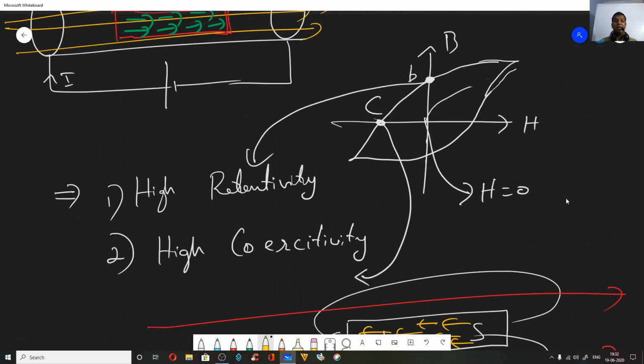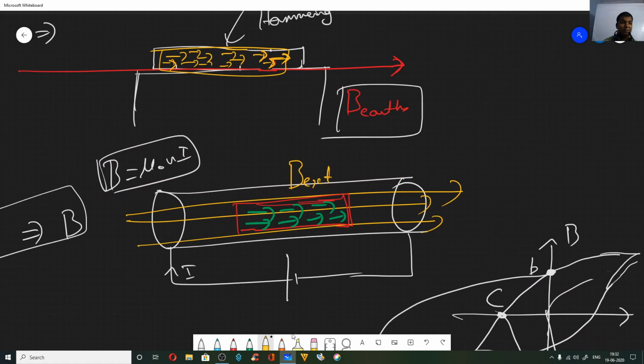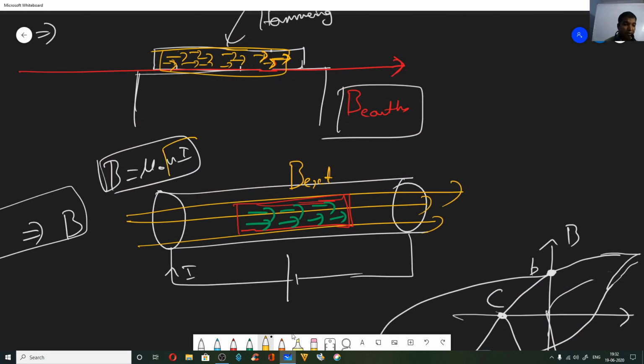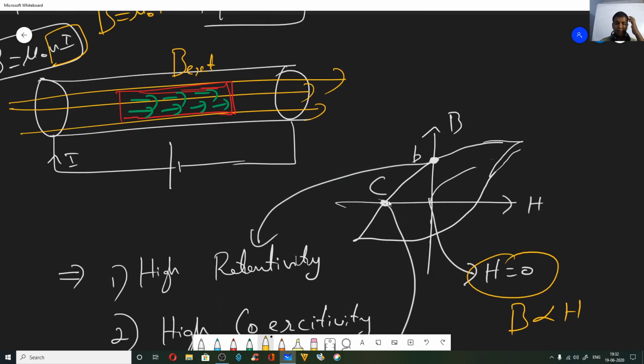So what is coercivity? As I told you, it is the amount of B, in this case, at least for a solenoid, we'll write B is proportional to H, correct? So B is equal to mu naught Ni. The same thing, if you remember, Ni itself we wrote as H. B is equal to mu naught H, right? Now this H, which is in the opposite direction, so that is what it means, right?